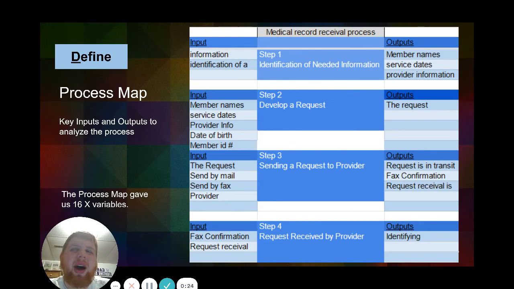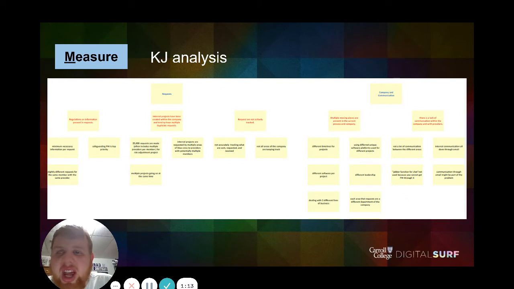So this is our process map. We formulated our process map by sitting down with the clients and asking them, okay, walk us through your process of receiving and sending a request. And we came up with this, as you can see in the graphic. We then end up taking these inputs and outputs that were formulated from this process and would take them over to the C&E matrix. And at this point, we had, I believe, 18 X variables, as it says on the screen.